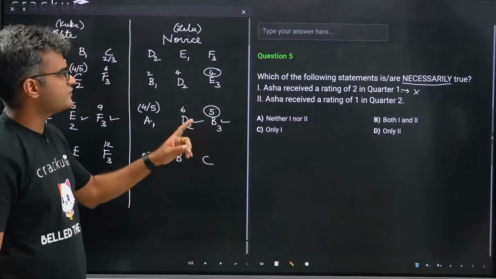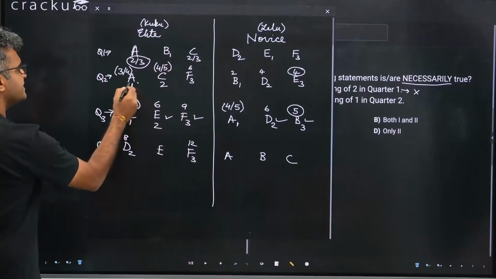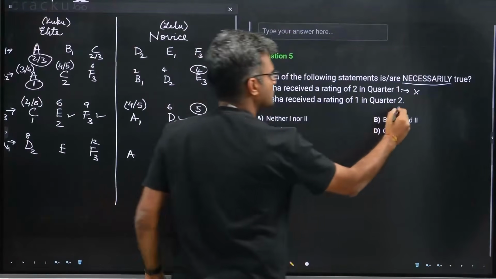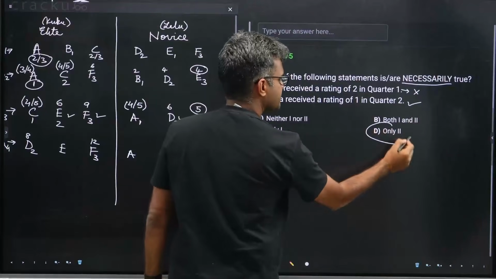Asha received a rating of 1 in Q2. Now if you're looking at Asha, Asha definitely received a rating of 1 in Q2. So this is definitely true. So the correct answer is only 2, which is option D.